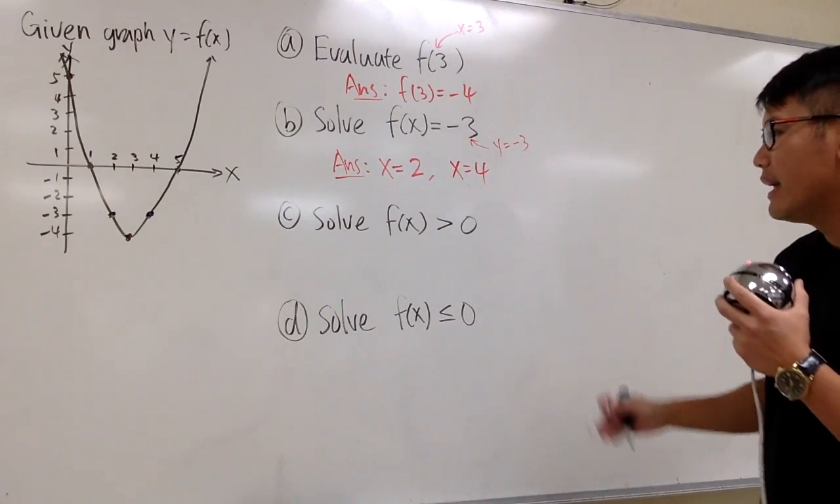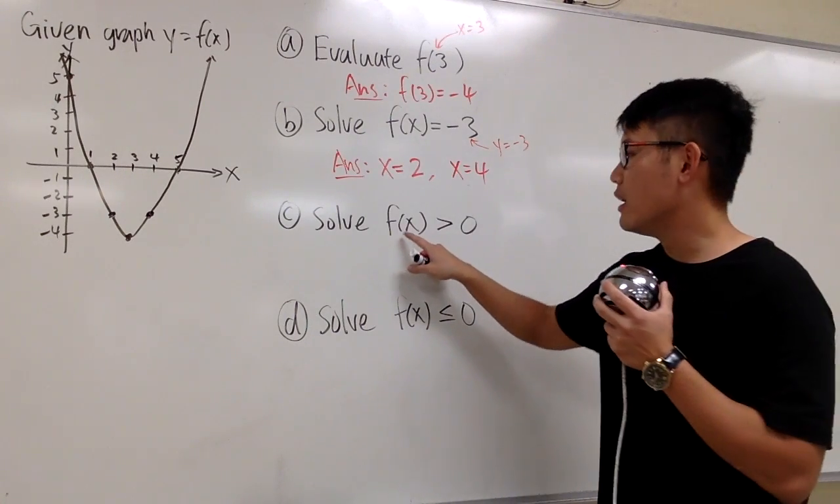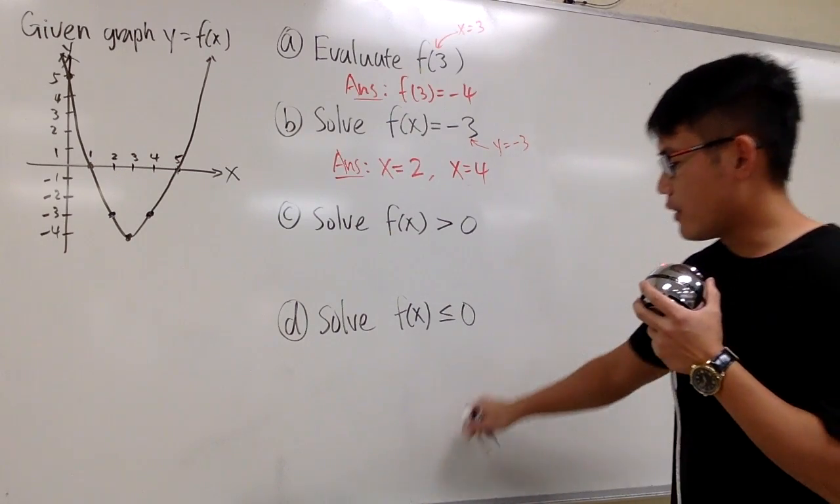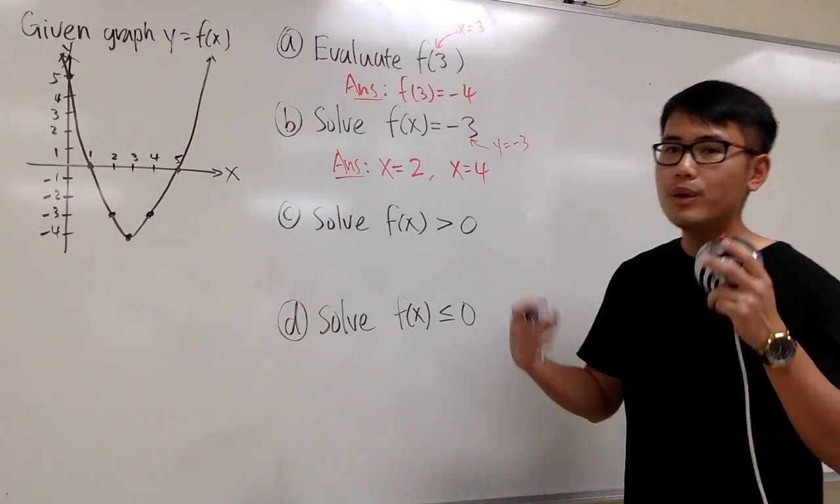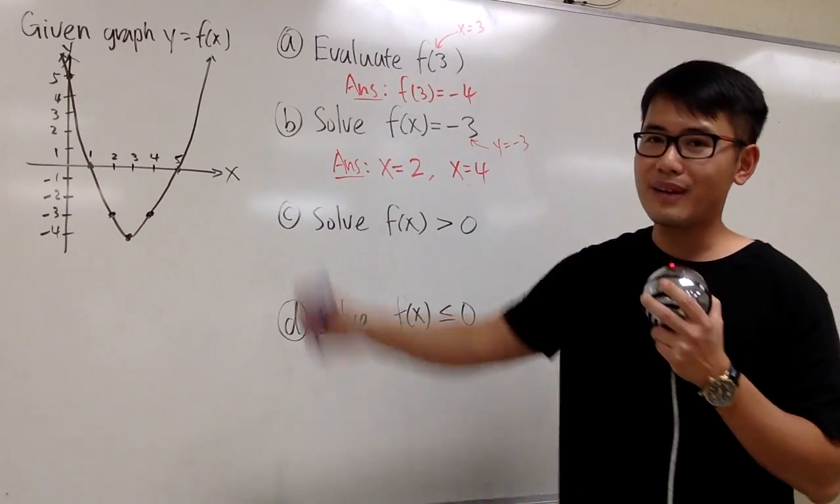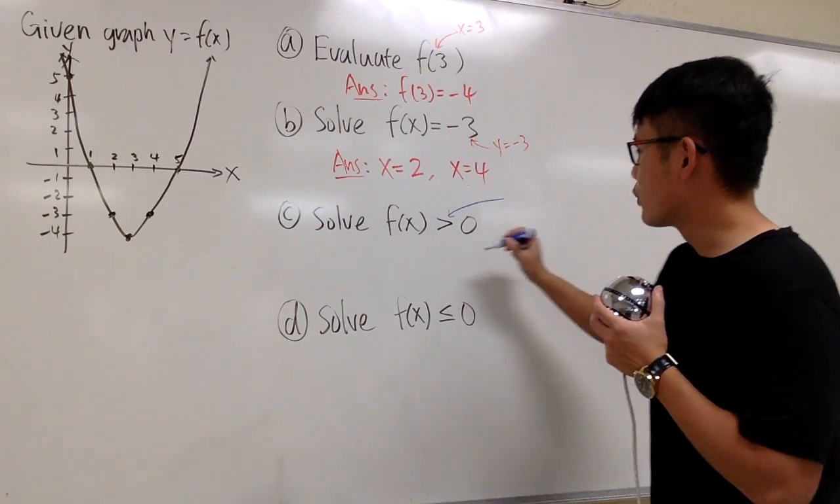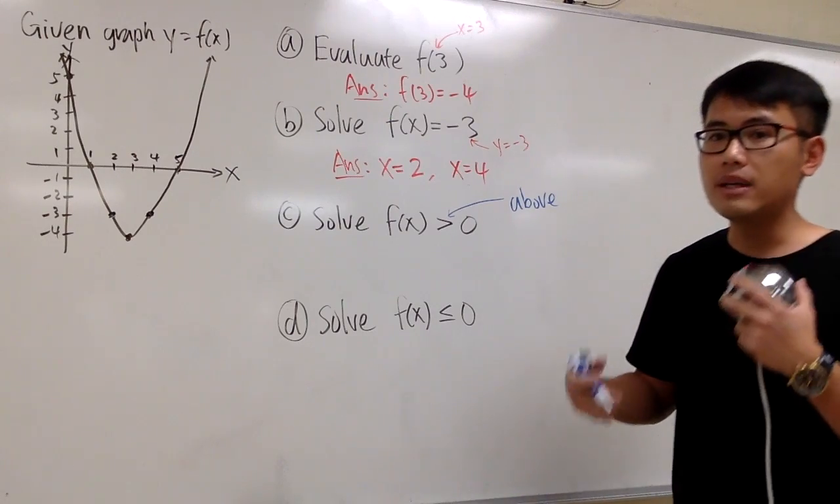Okay? And now let's look at this one. We are going to solve an inequality. F of x is greater than 0. First of all, let me ask you guys this. What does the greater than mean? What are we going to do with this on the graph? Well, in terms of the graph, whenever we have a greater than, you have to associate that with the portion that's being above.